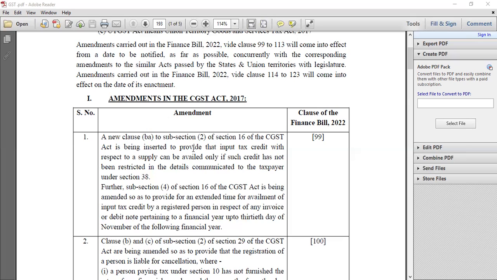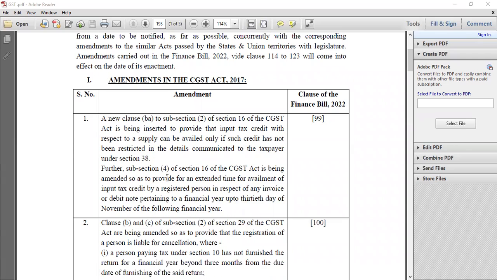Now, in addition to section 16, subsection 2, clause A, one more clause BA is being inserted, which provides that not only should the supplier file the GSTR 1, but the supplier should also pay GST by filing GSTR 3B. If these conditions are met, then only the taxpayer will be allowed to avail the input tax credit.